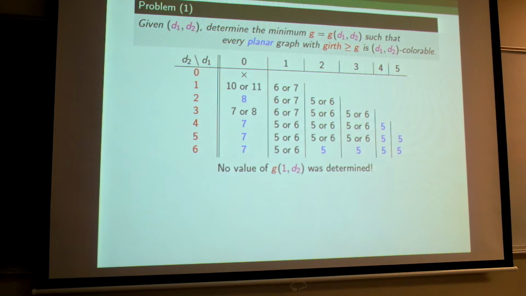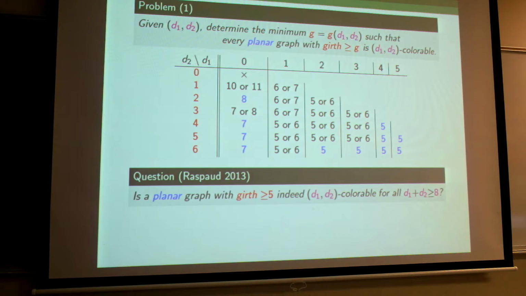So what happened? What happened was Andrea Raspaud was visiting my advisor at Illinois, and he gave this talk, and he saw this question, and he said, well, here this is 5, and this is 4 and 4, so that's 8. And here he said this is 5, and this is 2 and 6, so this is 8. So maybe this value here, right? This value is 3 and 5, so the sum is 8. So maybe every diagonal here, right? Every entry on this diagonal should be 5. So he asked this question that if you're a planar graph and if you're sparse, like girth at least 5, then are you D1, D2 colorable when the sum is at least 8?